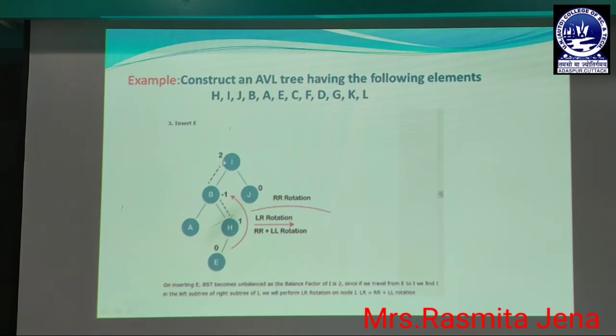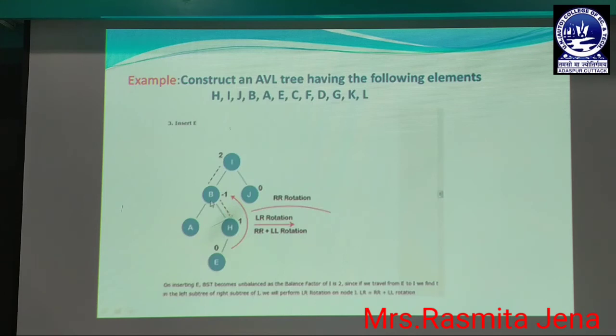And when will it be unbalanced? When we insert at the left subtree's right node. So in this case we will perform two rotations, that is LR rotation as well as RR rotation. First we will perform RR rotation. When we perform RR rotation, what will the tree be? And after performing RR rotation, next we will perform LL rotation. Okay, so let's see.